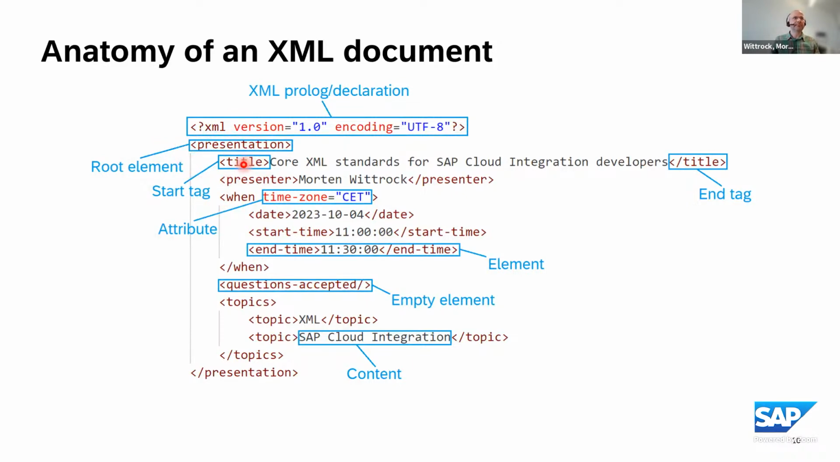This is a tag, a start tag, and a corresponding end tag with a slash in front. The content is what's in between the tags here. And the whole thing, start tag, content, the end tag, is known as an element. And we also have a special syntax here for empty elements, so elements without any content or any child elements. And last up, we've got an attribute up here.